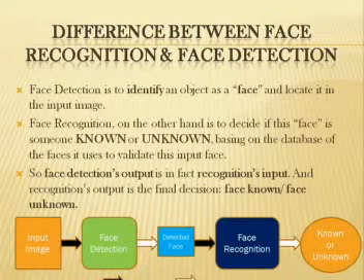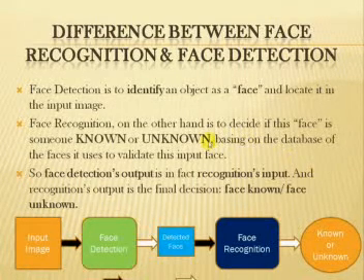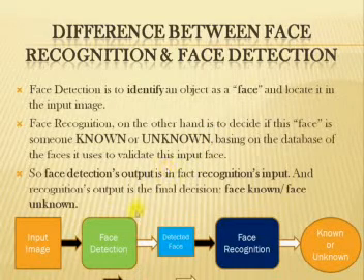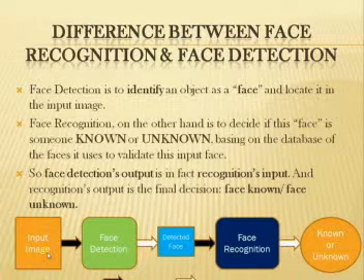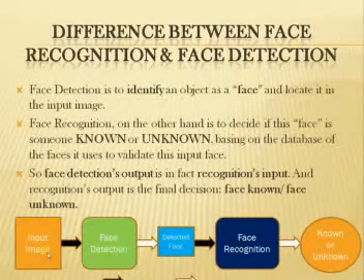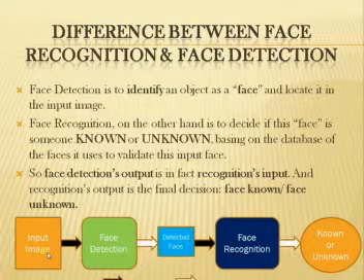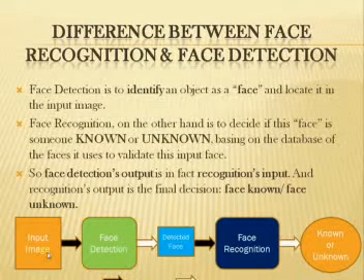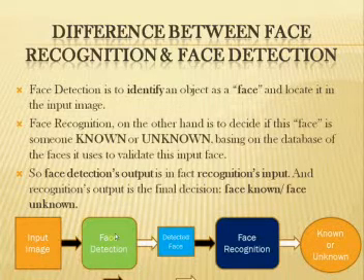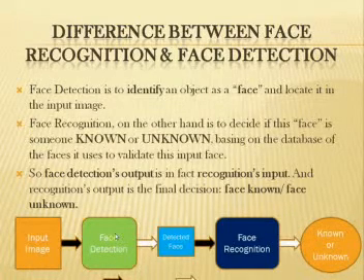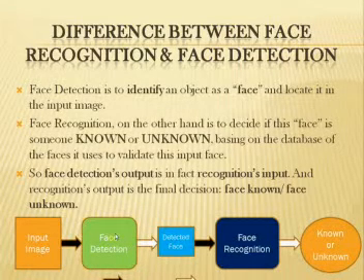Difference between face recognition and face detection. There is a confusion between these two terms, recognition and detection. Let me clear this. Face detection is to identify an object as a face and locate it in the input image. Face recognition, on the other hand, is to decide if this face is known or unknown, basing on the database of faces it uses to validate this input face. So face detection's output is, in fact, recognition's input, and recognition's output is the final decision: known or unknown face.